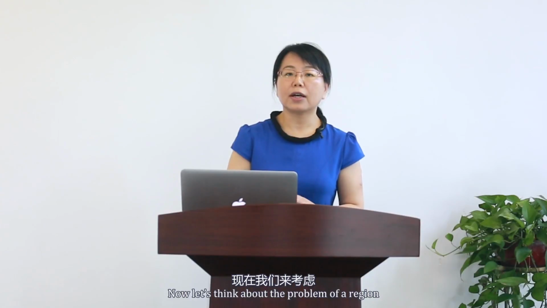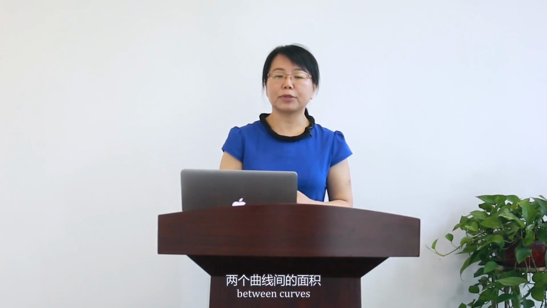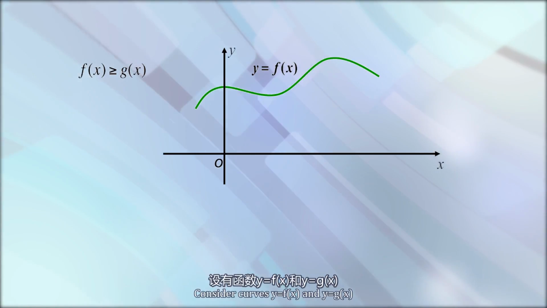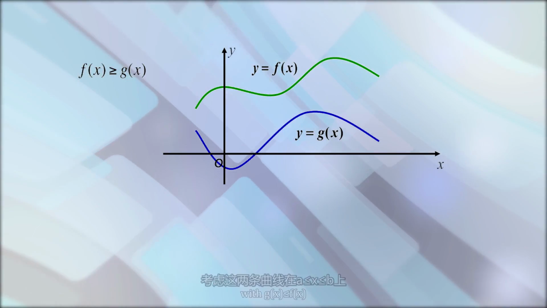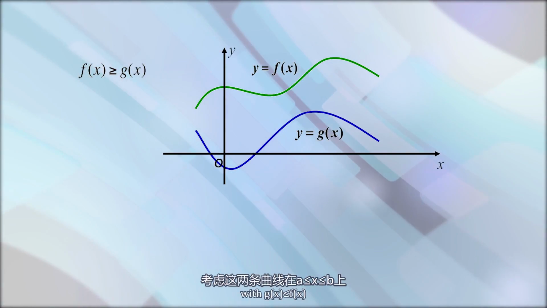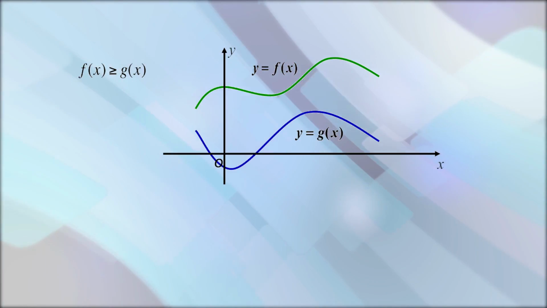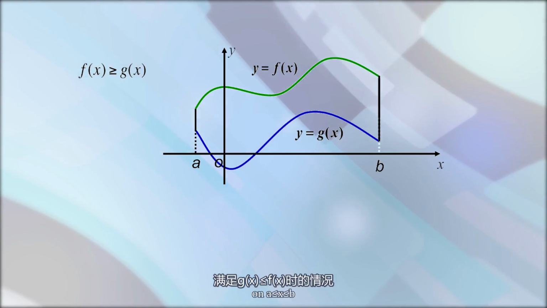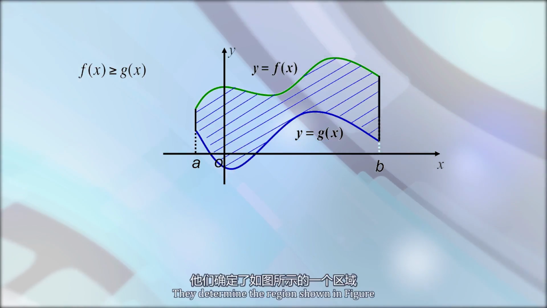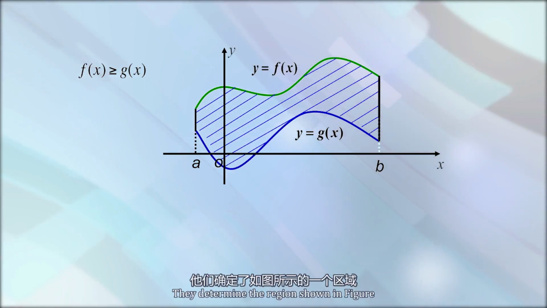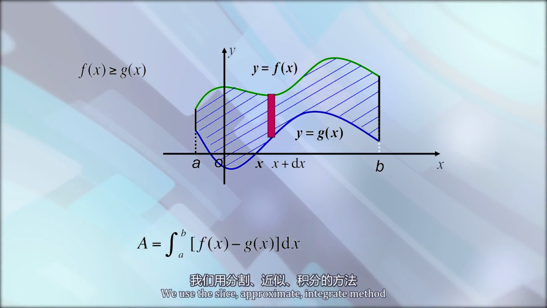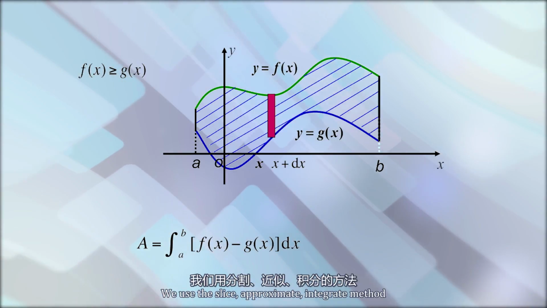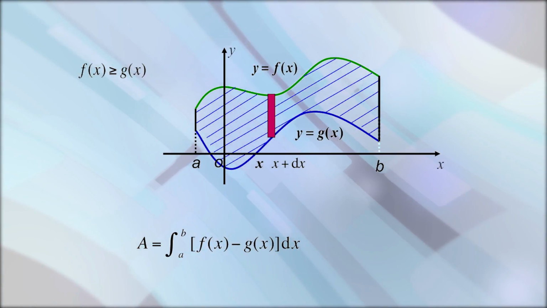All right. Now let's think about the problem of a region between 2 curves. Consider curves y equals f of x and y equals g of x, with g of x less than or equal to f of x, like this picture, on the closed interval [a, b]. They determine the region shown in Figure 3. We use the slice, approximate, and integrate method to find its area.